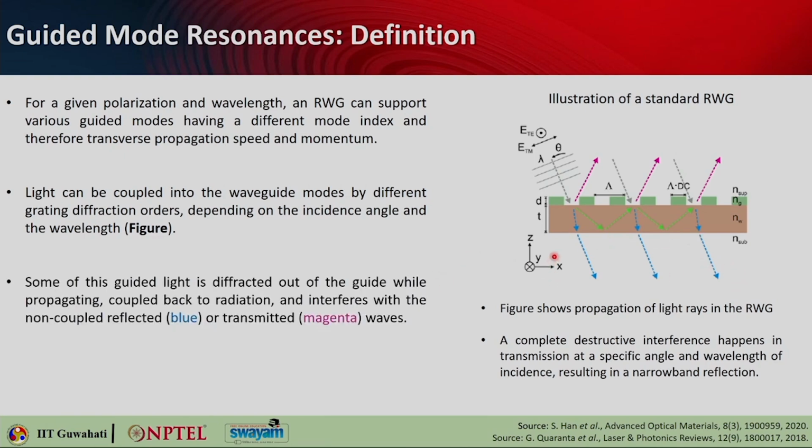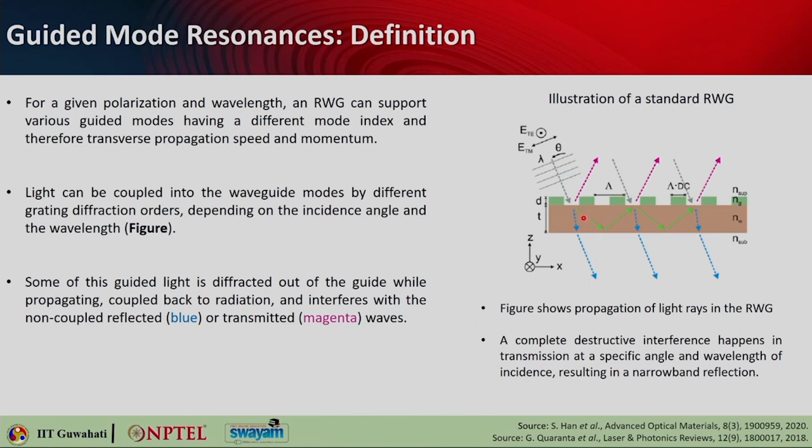So, in this particular case, you can see that some of this guided wave is diffracted out of the waveguide while propagating, coupling back to the radiation, and interferes with the non-coupled reflected lights. So, here the reflected ones are basically, okay, there is a mistake here. The reflected ones are basically magenta and transmitted ones are blue, okay. So, yeah, this should be corrected. So, this is how it works, okay.